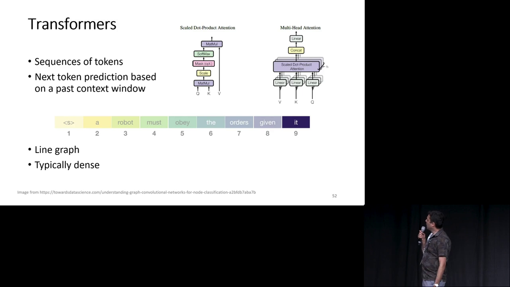Okay, so this is just a reminder of the standard transformer, the vanilla transformer in Vaswani et al. This is in the setting where you have a sequence of tokens and you want to do next token prediction based on a past context window. So here you typically have what you can think of as a line graph.